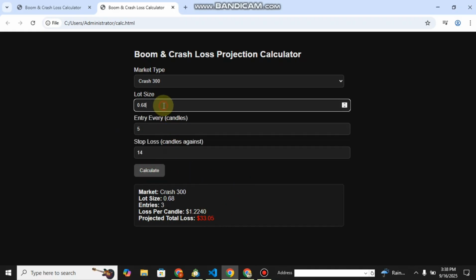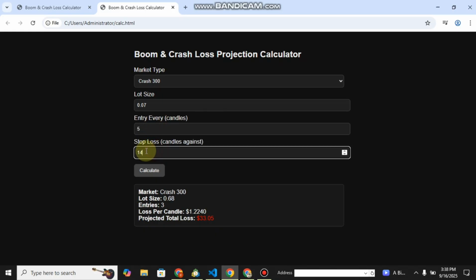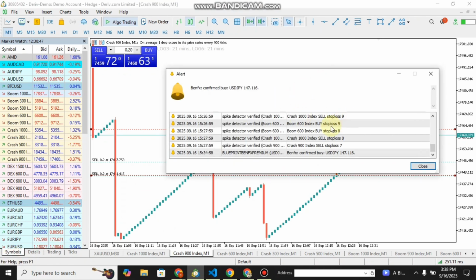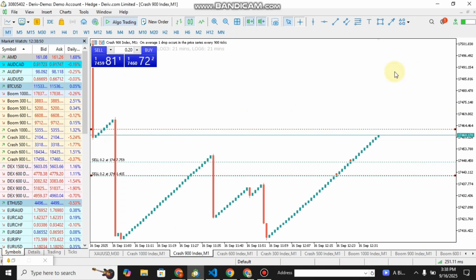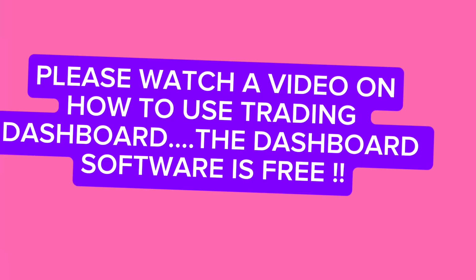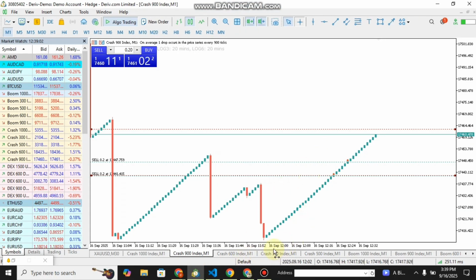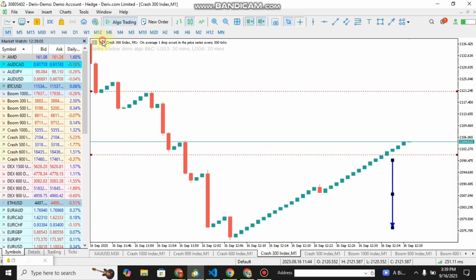But sometimes the lot size that you are supposed to use becomes smaller than the smallest lot size in the market. I'll show you how you do that toward the end of the video. Then here you add the stop loss given by this one here, 9, 10, 14, 16. That's what you add here, and just click calculate. But sometimes, for example, Crash 300, if you try to put a lot size less than 0.5, it will not be able to trade for you.